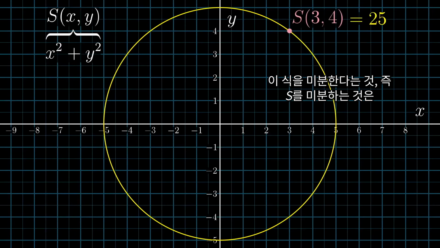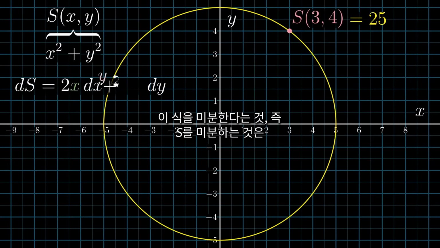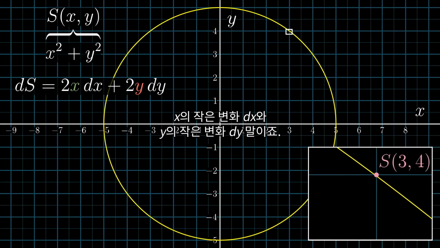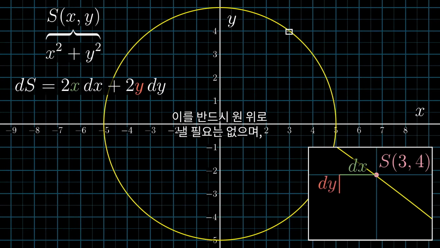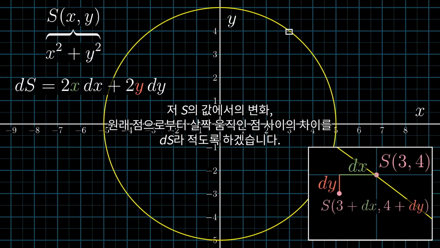Now, what it means to take a derivative of this expression, a derivative of s, is to consider a tiny change to both of these variables, some tiny change dx to x, and some tiny change dy to y. And not necessarily one that keeps you on the circle, by the way. It's just any tiny step in any direction of the xy plane. And from there, you ask, how much does the value of s change?